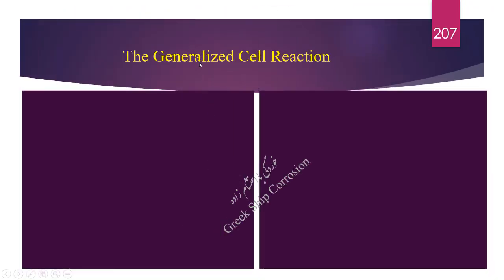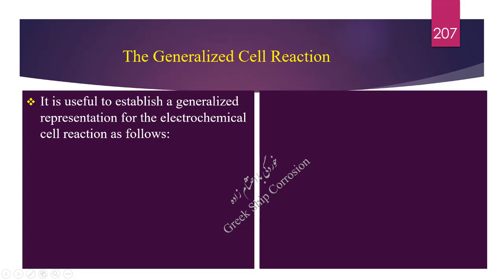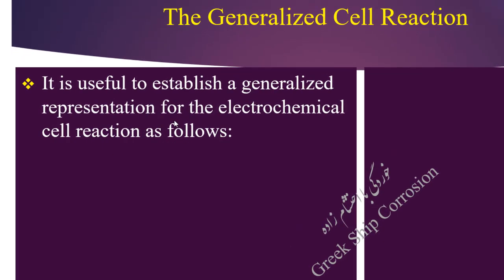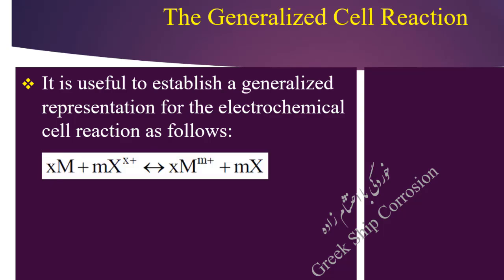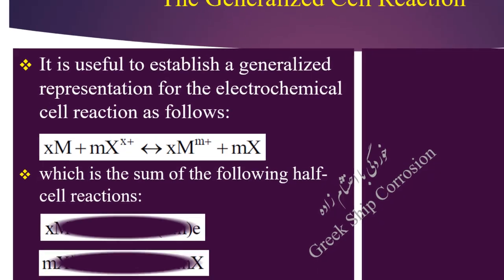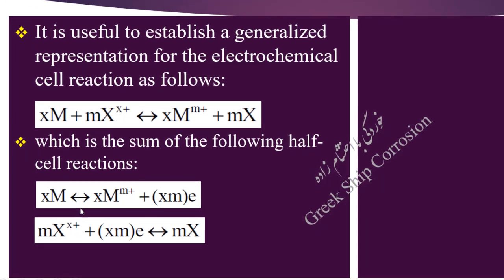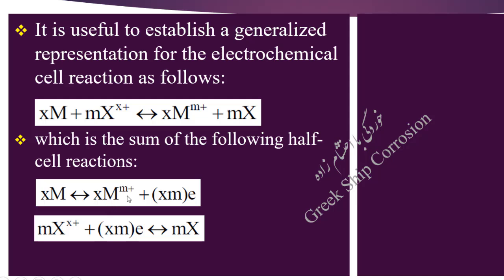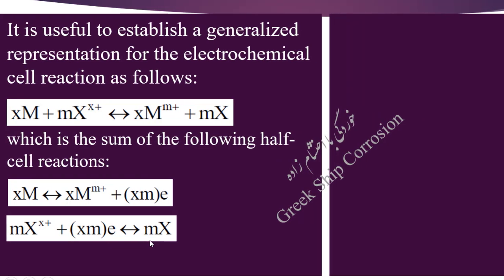The generalized cell reaction is useful to establish a generalized representation for the electrochemical cell reaction as follows: x moles of M plus m moles of X^(m+) double arrow x moles of M^(n+) plus m moles of X, which is the sum of the following half-cell reactions: x moles of M double arrow x moles of M^(n+) plus x times n electrons; m moles of X^(m+) plus x times n electrons double arrow m moles of X.